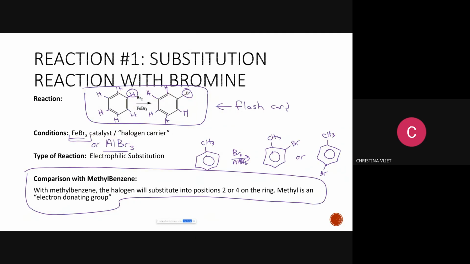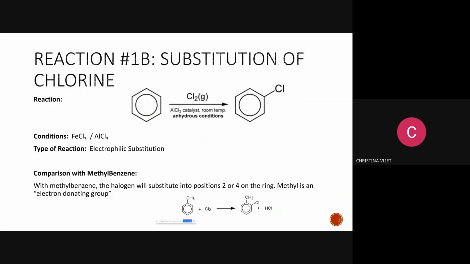All right, so that's reaction 1. The next one says 1B, but on your flashcards, it's technically reaction 2. Reaction 2 is actually almost exactly the same as reaction 1. It is still reaction 1B. Substitution with chlorine. Same thing, but instead of bromine, now you're doing this with chlorine to get chlorine onto the ring.